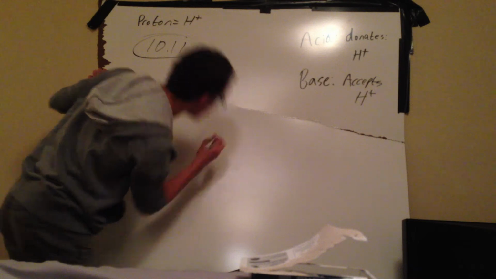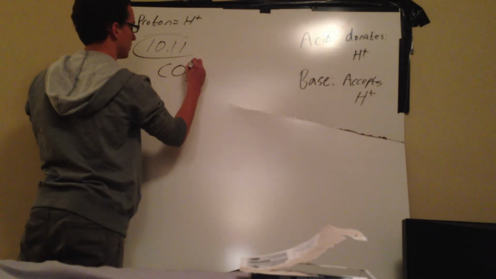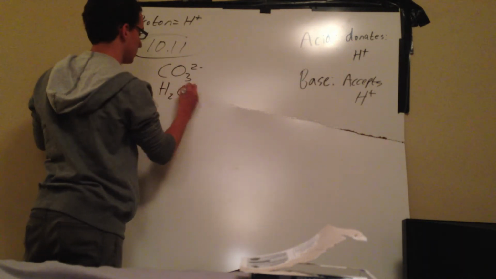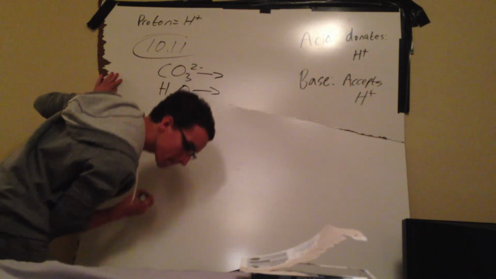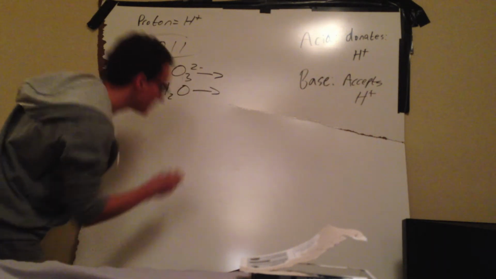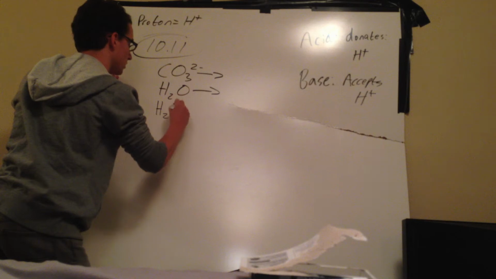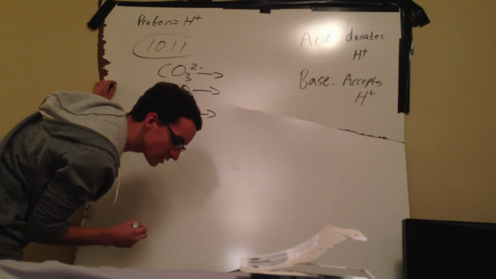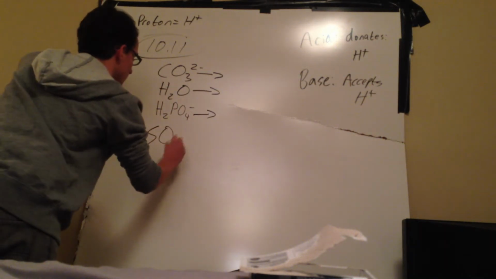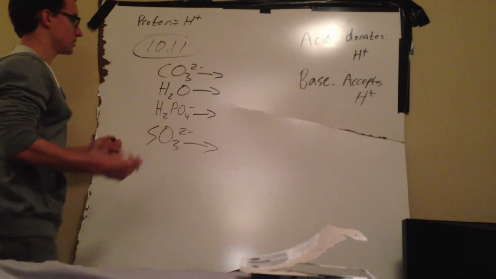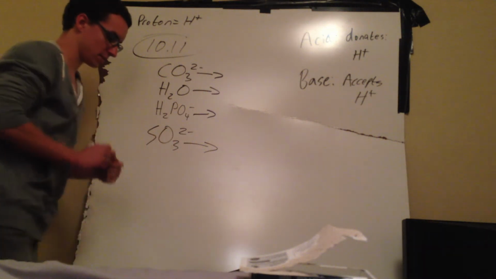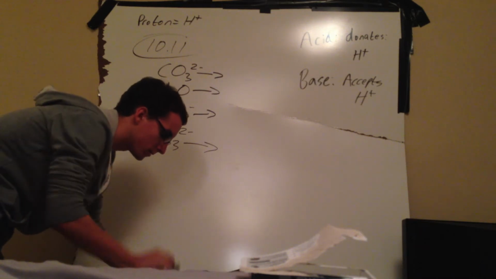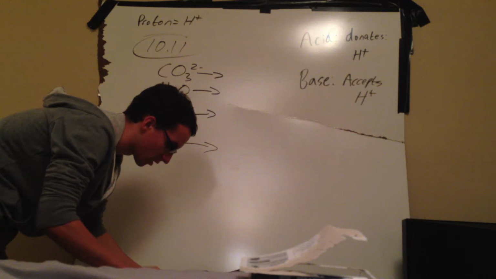So we have CO3 2 minus, which means -2 charge, H2O, H2PO4 minus, and SO3 2 minus. Alright, so in this case, we are accepting a hydrogen, as in we're going to gain one. So in that case, our charge will go up 1, and we'll just draw an extra H on there somewhere.